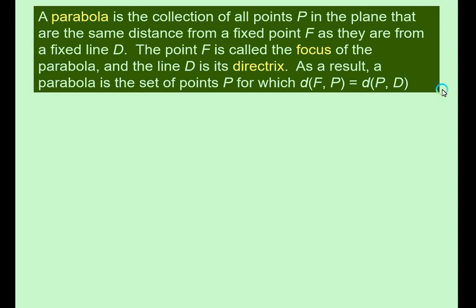A parabola is a collection of all points P in the plane that are the same distance from a fixed point F as they are from a fixed line D. The point F is called the focus of the parabola and the line D is its directrix. As a result, the parabola is a set of points P for which your distance to your focus is equal to your distance to your directrix.